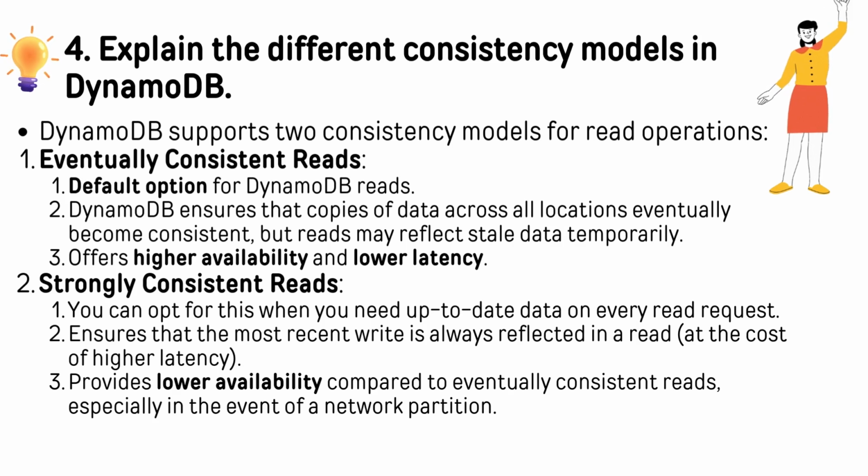Strongly consistent reads. You can opt for this when you need up-to-date data on every read request. Ensures that the most recent write is always reflected in a read, at the cost of higher latency. Provides lower availability compared to eventually consistent reads, especially in the event of a network partition.